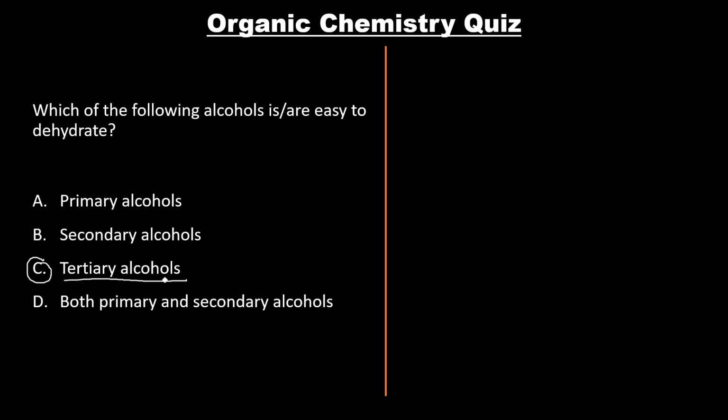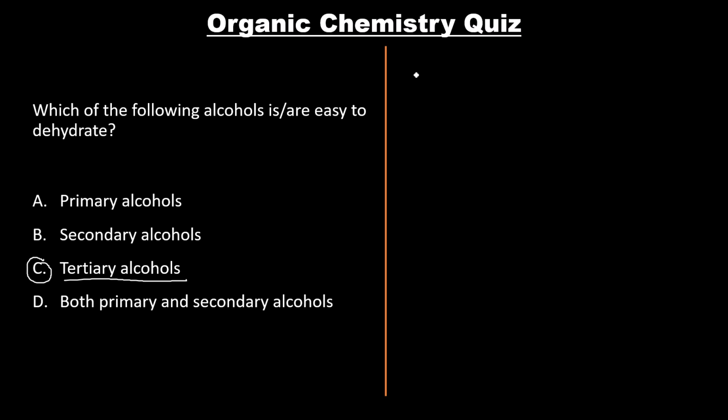But why? Actually, dehydration of alcohols refers to the removal of water molecule from the alcohol to form an alkene. That's basically what dehydration of alcohol is. And the ease of dehydration depends on the stability of the carbocation intermediate formed during the reaction. And the easiest to dehydrate is tertiary alcohol. Well, let me add some little explanation with specific examples.